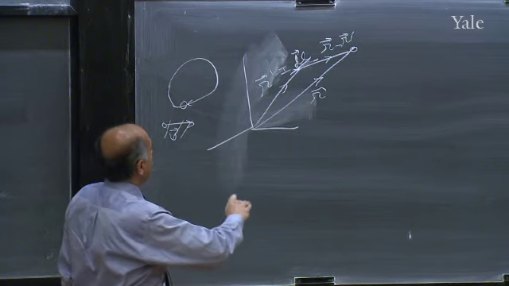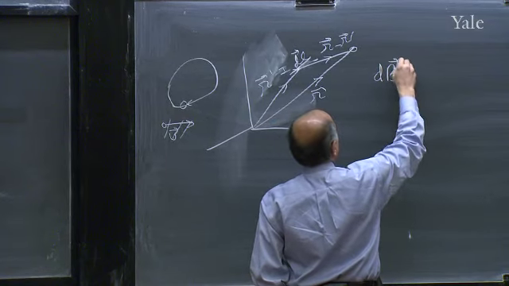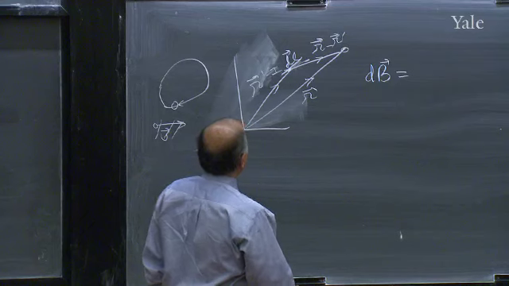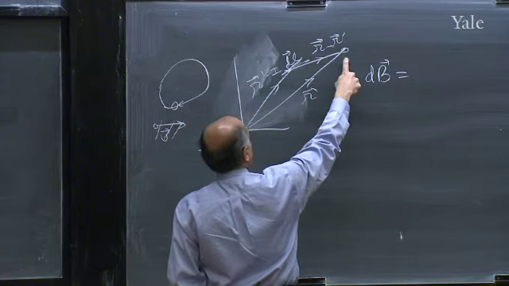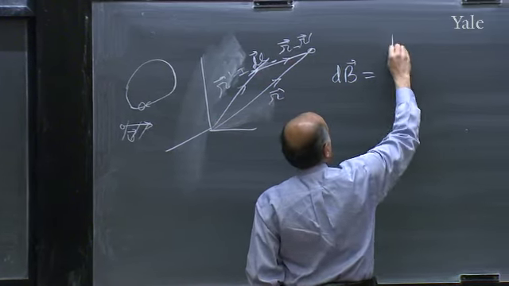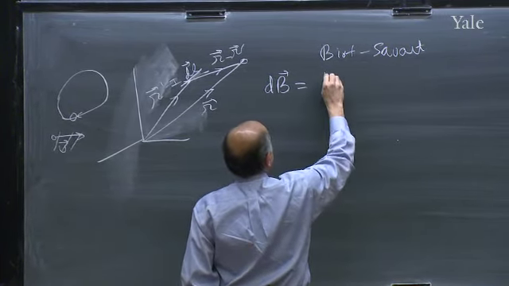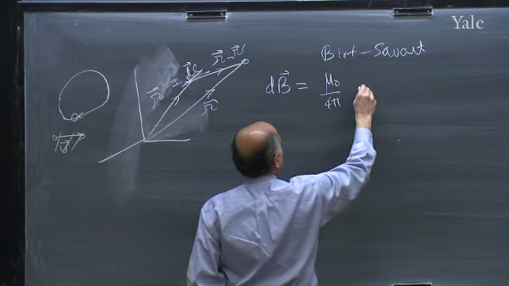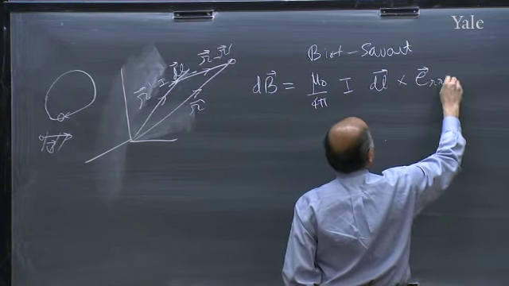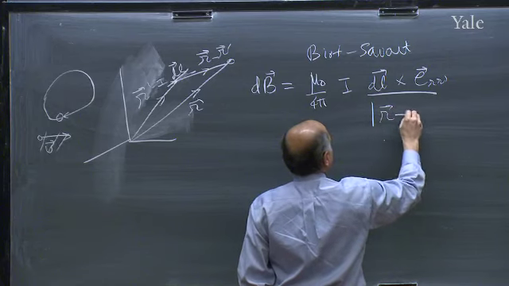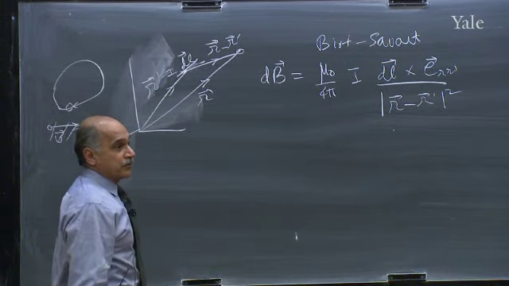So every segment of wire will produce a little magnetic field, dB. And it's going to depend on the orientation of the segment, the current it carries, and the separation between where you are and where the current is. And this is called the law of Biot-Savart. And it says this answer is mu 0 over 4 pi times I times dl cross e r prime divided by |r minus r prime| squared. So let's take a minute to understand this.